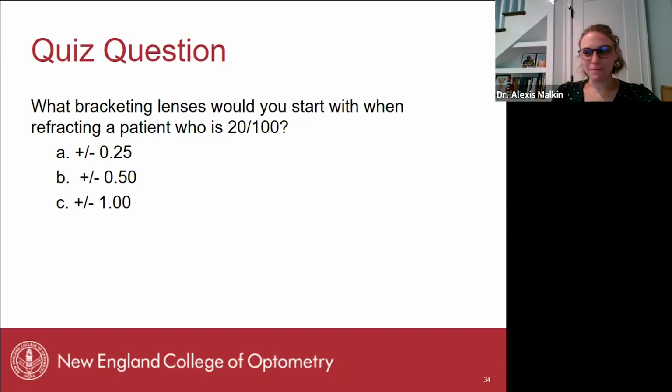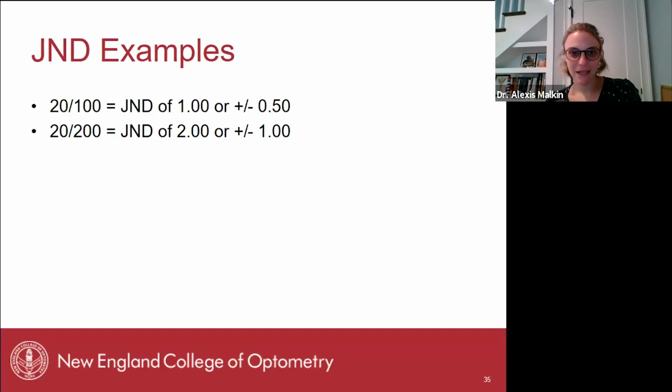So this may or may not be something people can answer easily, but we will see. What bracketing lenses would you think you would start with when you're refracting a patient who is 20/100 or 6/30? So kind of split between plus minus a half and plus minus 1. By the typical rule, we would go with plus minus a half, and we'll walk through that in a second. There's no major issue in going to a bigger bracket.